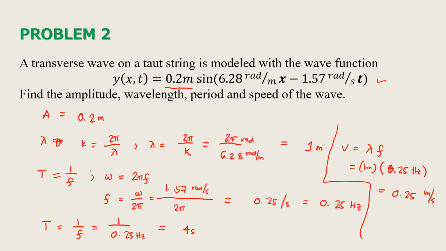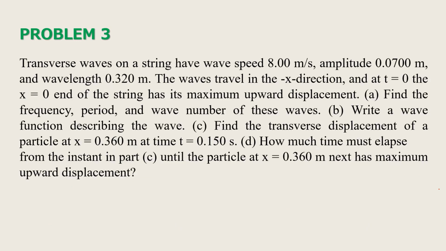Okay, so the amplitude is 0.2 meters. The wavelength is 1 meter. And then we have the frequency, which is equal to 0.25 hertz. The period, which is equal to 4 seconds. And then we have the wave speed, which is equal to 0.25 meters per second. Okay, so let's try another example.